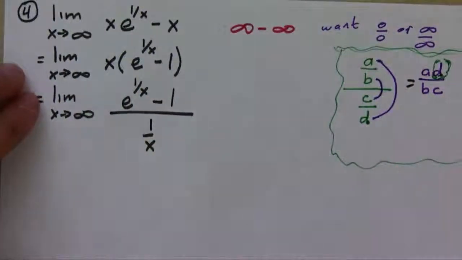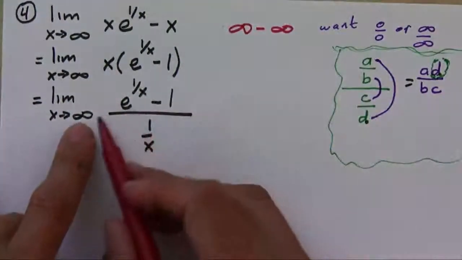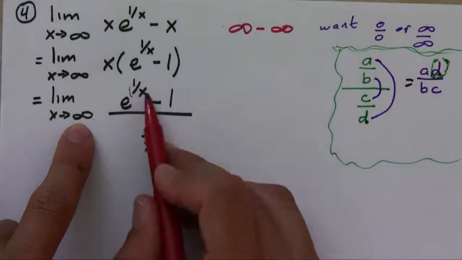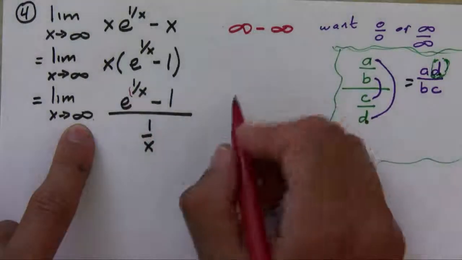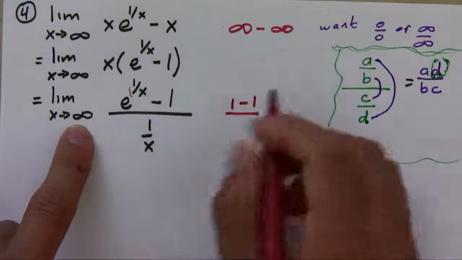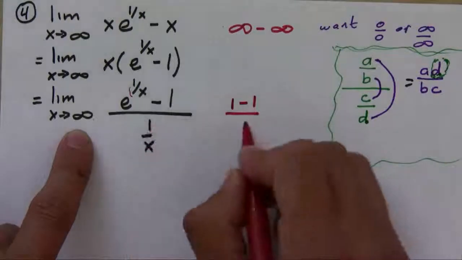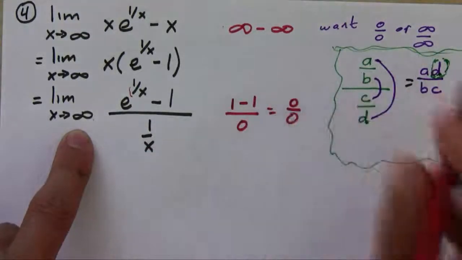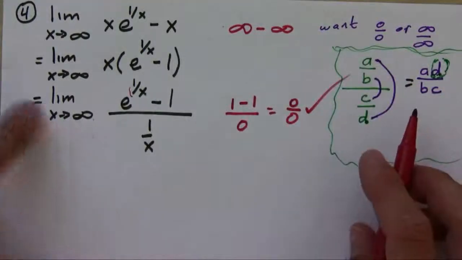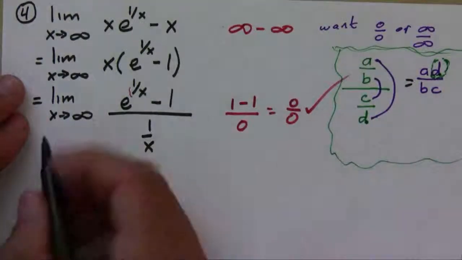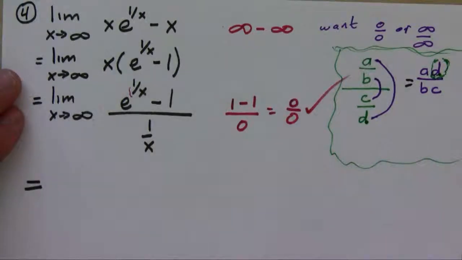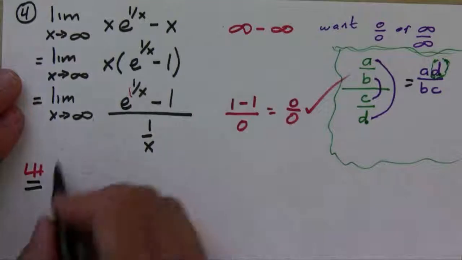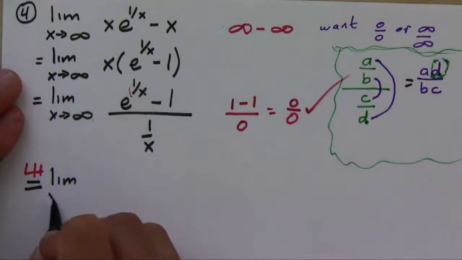But now, notice what you get if you plug in infinity here: this one's going to 0, so this would be 1 minus 1, over this fraction which is going to 0, so this is 0 over 0, and now we can use L'Hopital's rule. So then we go, okay, L'Hopital's rule to the rescue.